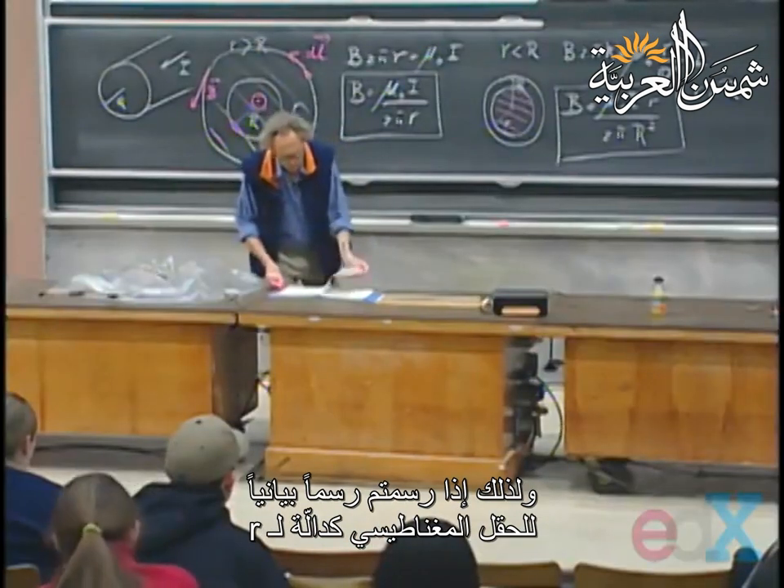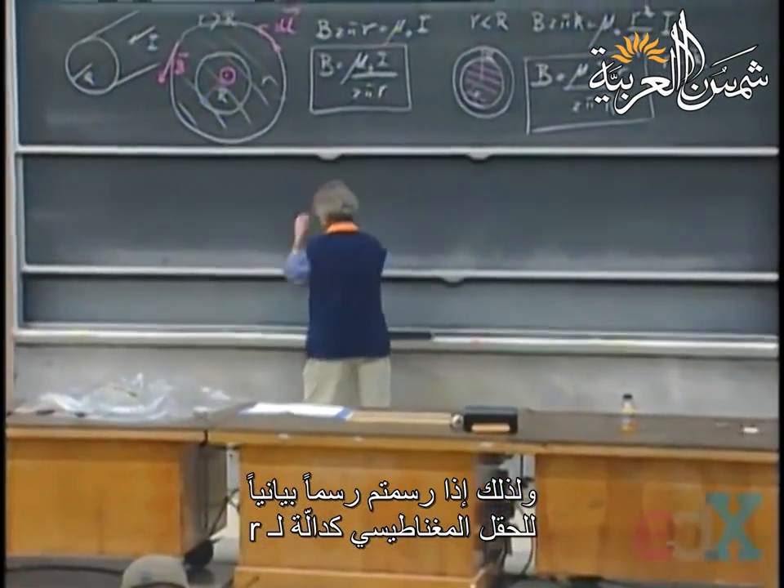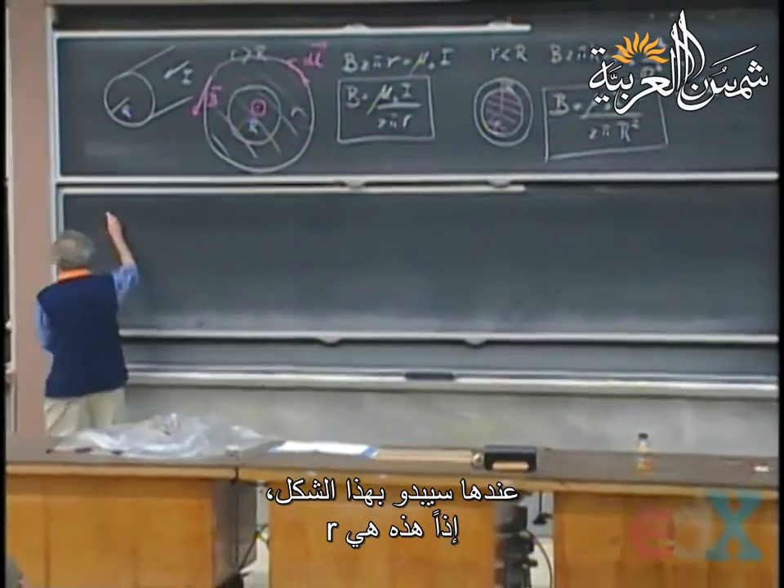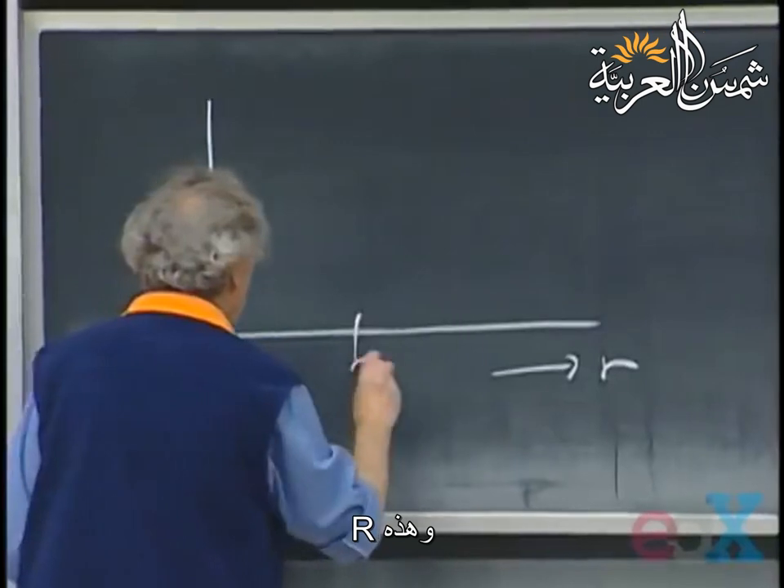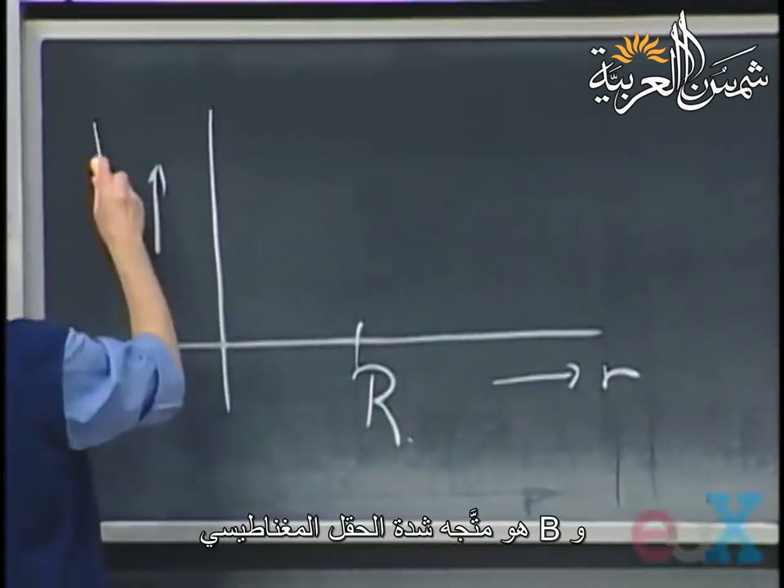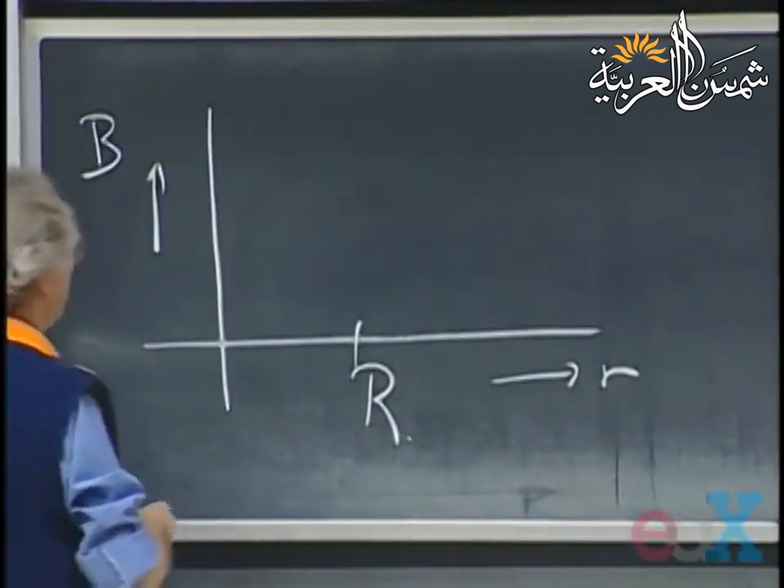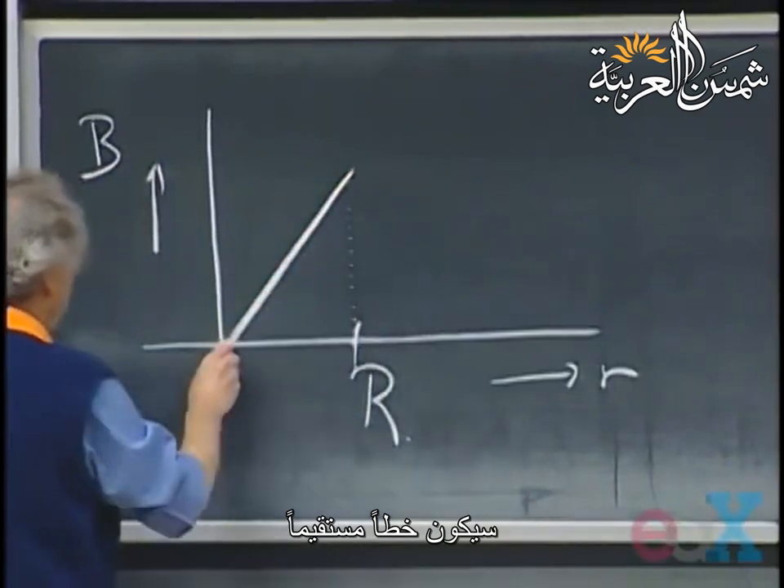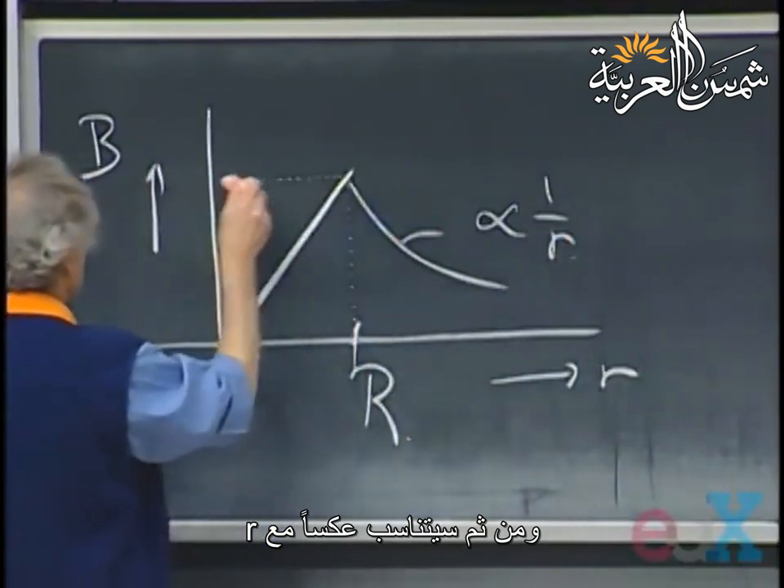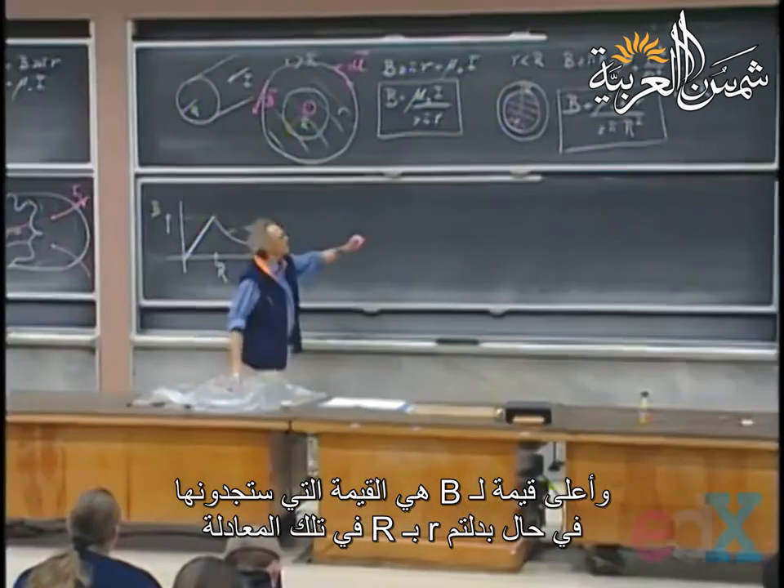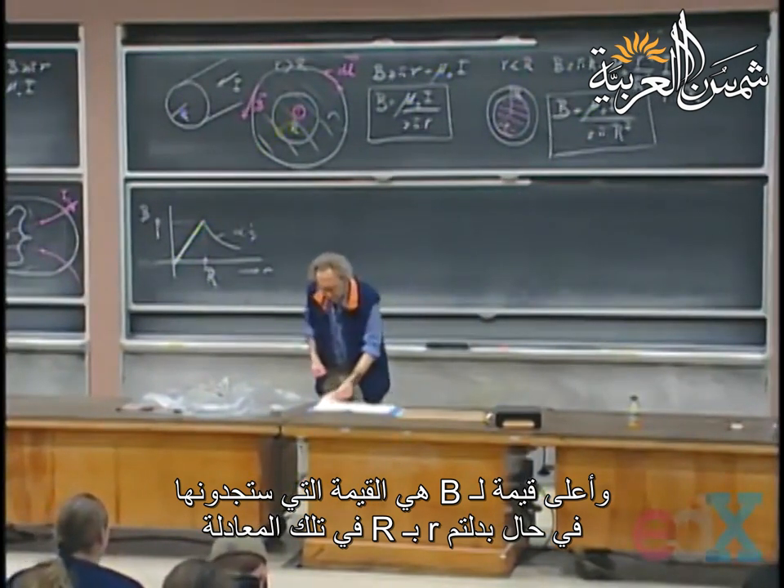And so if you make a plot of the magnetic field as a function of little r, then it looks like so. This is little r, this is capital R, and this is the magnetic field strength, because we know that it is tangential to these circles. There would be a straight line, and then here it falls off as 1 over r. And the maximum value here is the value that you find there if you substitute little r equals capital R.